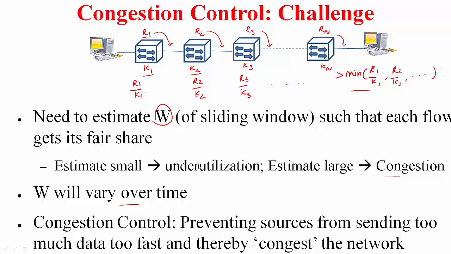This underutilization is not desirable, but more importantly, overestimating W is dangerous. It's very easy to push a network into congestion, and it is not so easy to get it out of congestion. You can relate to this because you must have experienced traffic jam. It's very easy to cause a traffic jam, but getting out of the traffic jam takes time. So that is where the term congestion control arises. You basically want to prevent these sources from sending too much data too fast and thereby congesting the network.